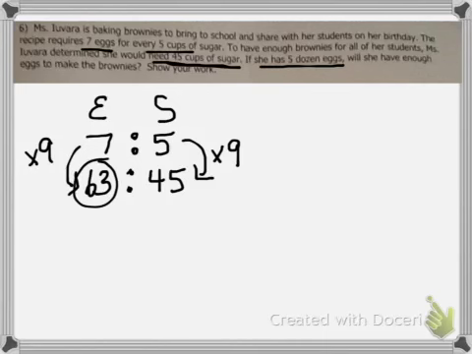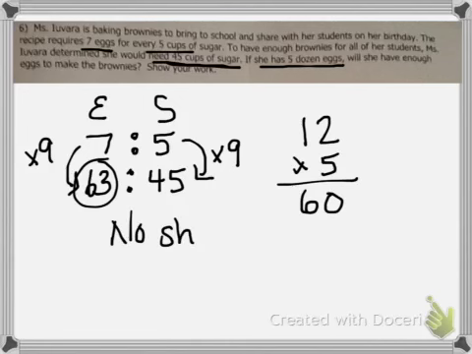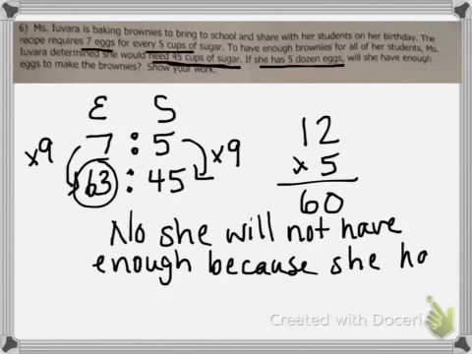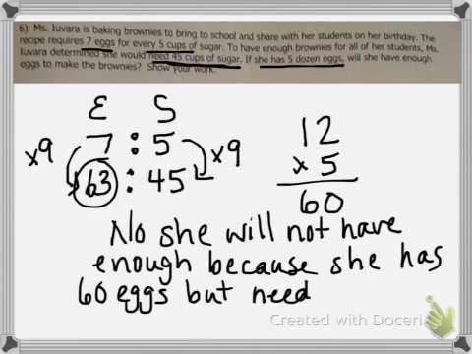Now, we know she has 5 dozen eggs. In a dozen, there are 12 eggs. So 5 times 12 gives us 60, and she needs 63. So no, she will not have enough. Because she has 60 eggs, but needs 63 eggs.